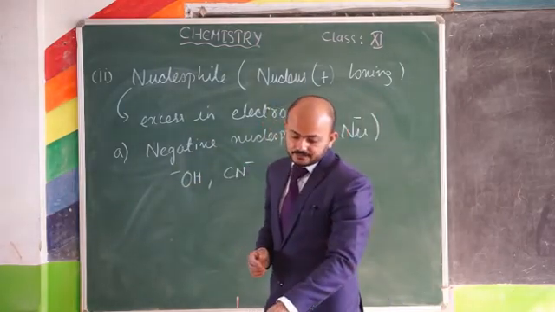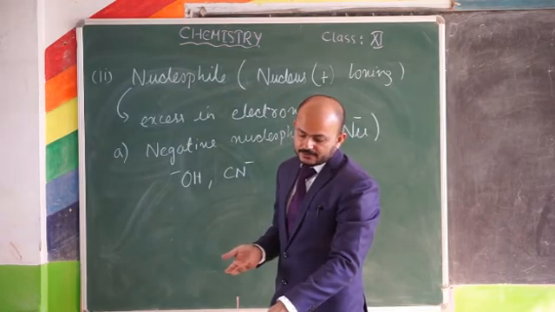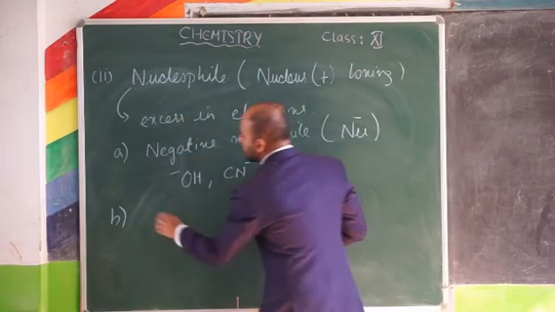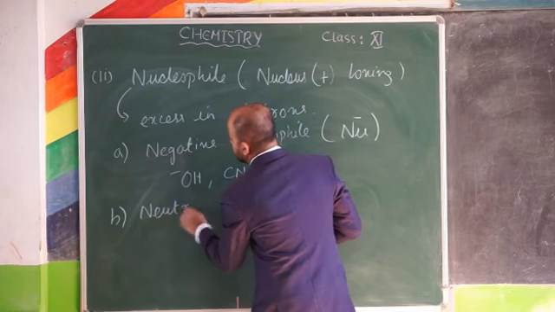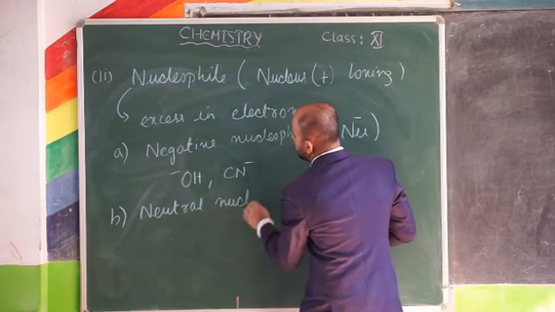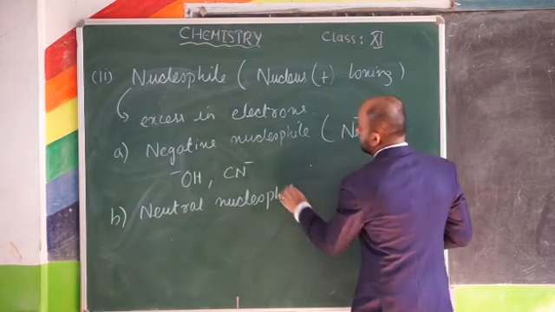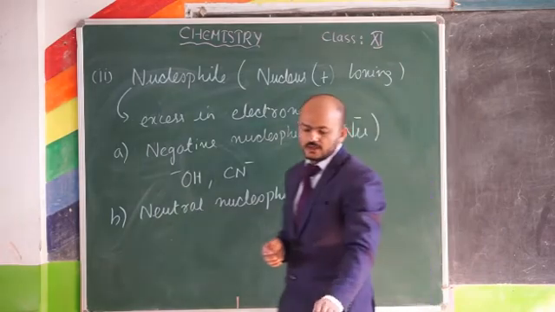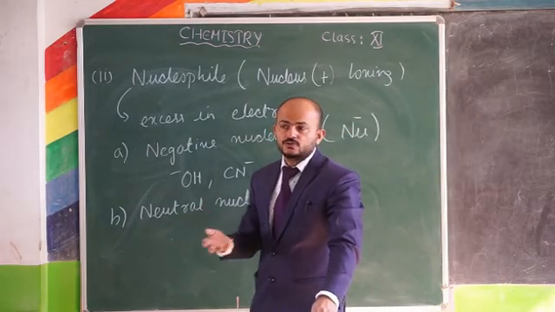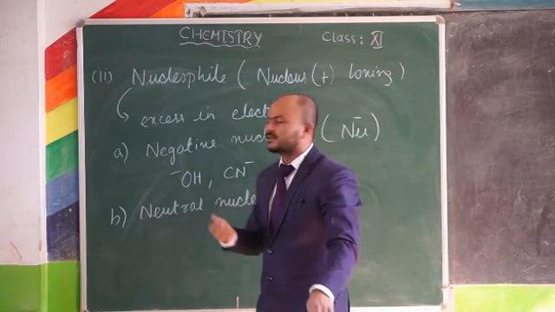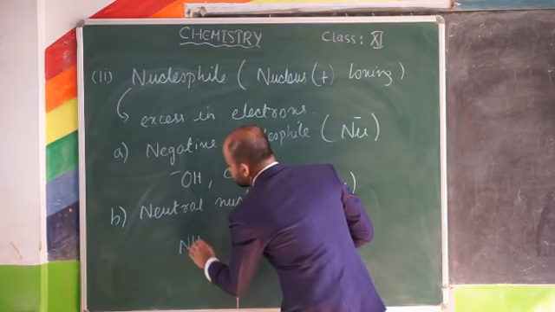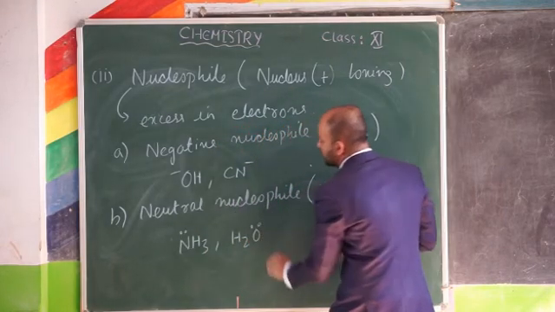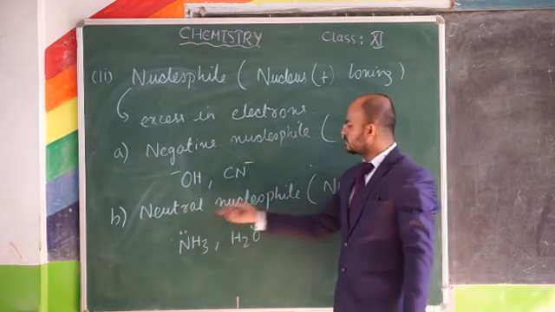And there is another type where you don't have any negative charge over them. Therefore they are known as neutral nucleophile. Neutral nucleophile is denoted as Nu, and here it could be those groups which have a lone pair of electrons, like ammonia. It has a lone pair of electrons, like the water molecule, oxygen has a lone pair of electrons. So these are examples of neutral nucleophile.